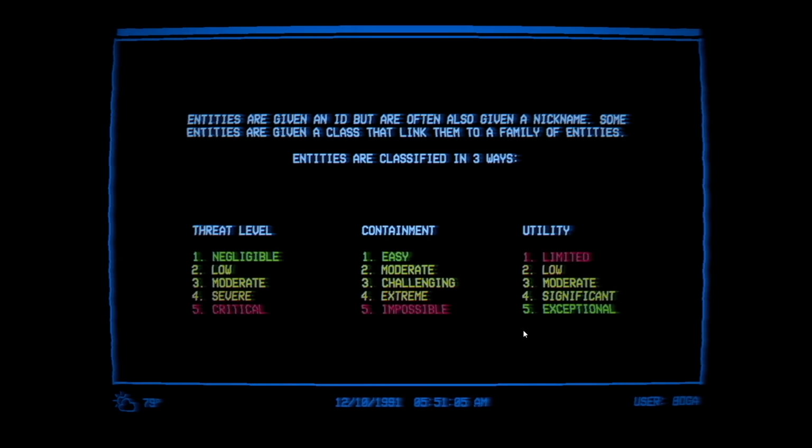Entities are given an ID but are often given a nickname. Some entities are given a class that link them to a family of entities. Entities are classified in 3 ways: threat level, containment, and utility, each rated by 5 levels.